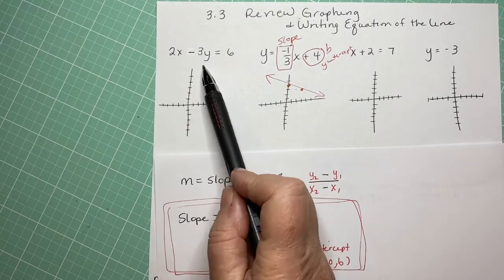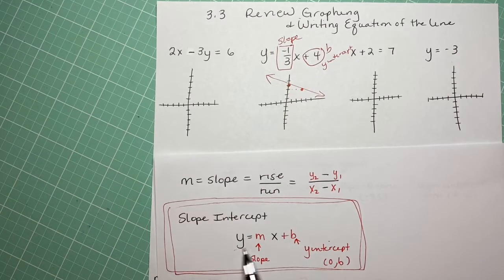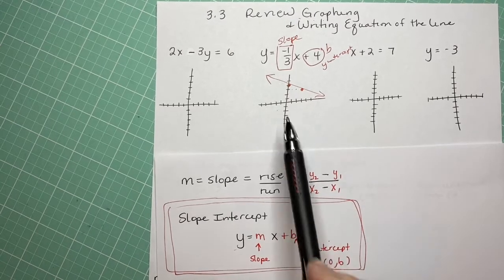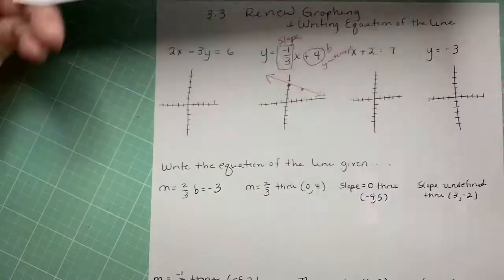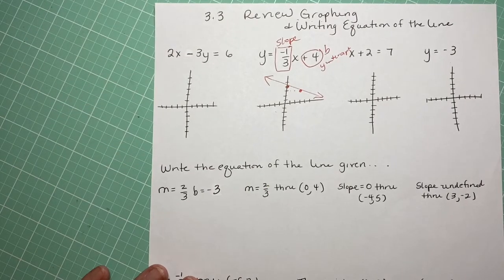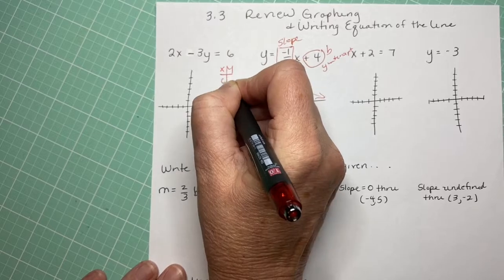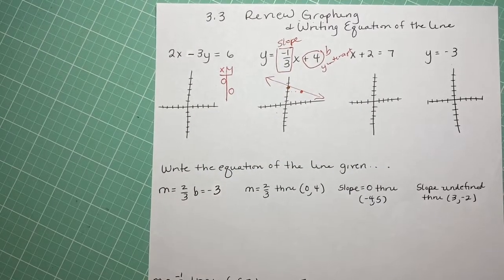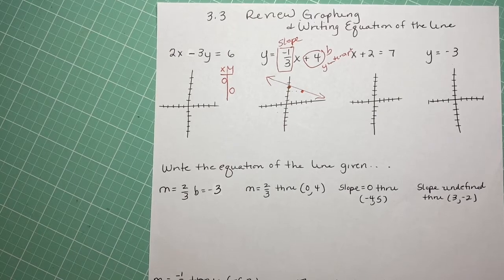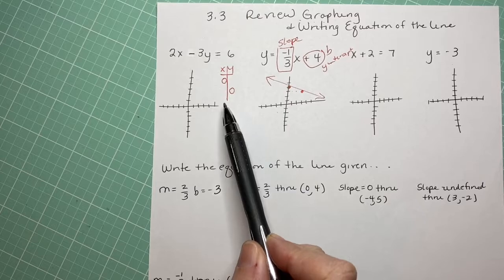But if we look at this graph, it doesn't look like this. It's not in the form y equals mx plus b. You could solve it for y and graph just like we did the second one, but that's a lot of work. So let's look at graphing it by x and y intercepts. When it's not solved for y, you want to make an xy chart with your 0 and 0. Again, if you have no idea what I'm talking about, go back and look at video 3.1.